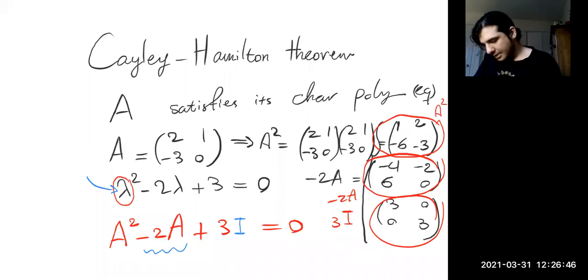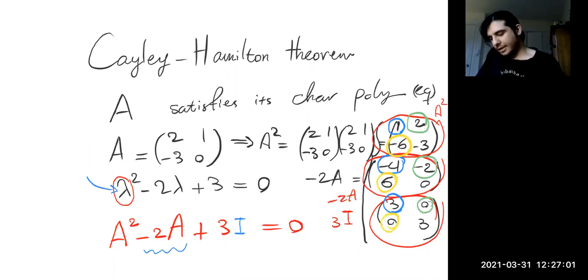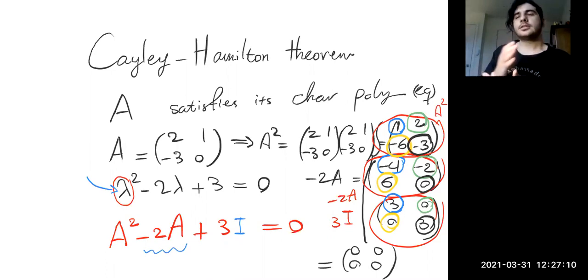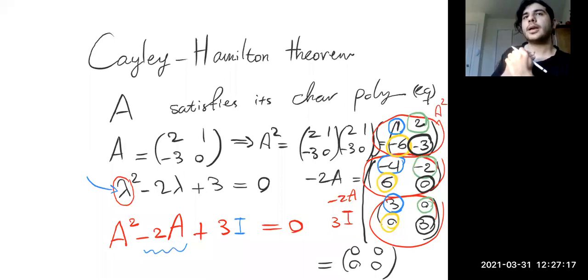What is their sum? So here we have 1 plus minus 4, which is minus 3, plus 3 is 0. Yes. So here we have 2 minus 2 plus 0, it is 0. Good. Minus 6 plus 6 plus 0 is 0. Yeah, that is also true. And minus 3 plus 0 plus 3 is equal to 0. So their sum is really this 0 matrix. So any matrix satisfies its characteristic polynomial. Okay.